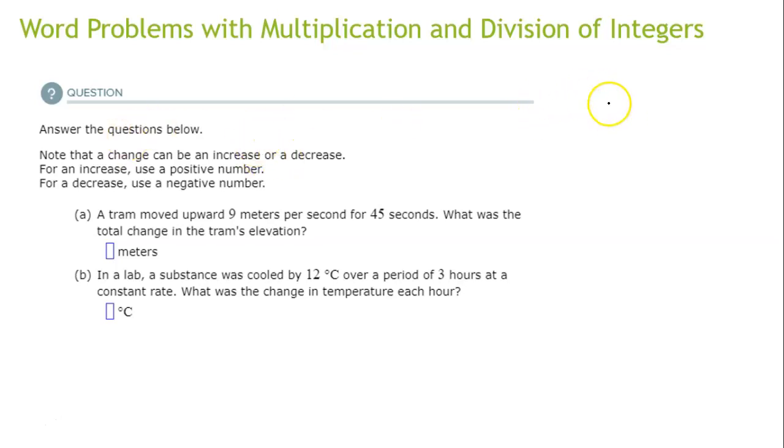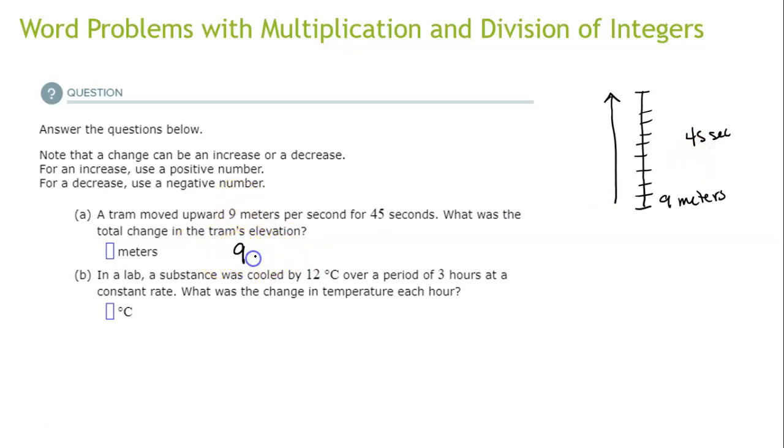Same type of problem. We start with the tram again, but this time the tram is moving upward 9 meters per second for 45 seconds. What was the total change in the tram's elevation? So it doesn't give me the whole amount. What's happening is it's moving up for a whole 45 seconds, and I'm splitting up each one of those. Each one of those is 9 meters. So to figure out how many are here, I need to multiply 45 times 9.